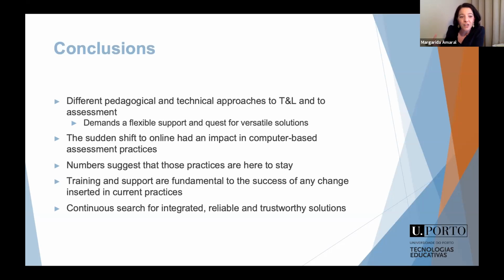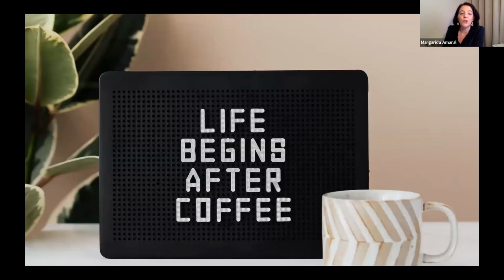continue our search for an integrated, reliable and trustworthy set of solutions, and the training and support are fundamental to the success of any change that is inserted in the current practice. So we will keep our goal of searching for a solution that is confident to everybody.